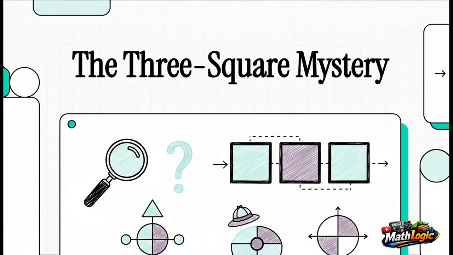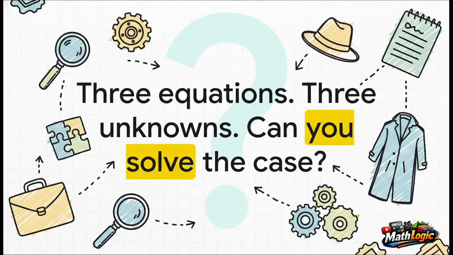All right, let's put on our detective hats for this one. We're about to dive into a case that's a real brain teaser, known as the three-square mystery. So here's the setup. We've got three suspects, our unknowns, X, Y, and Z. And we've got three equations that tie them all together. Your mission, should you choose to accept it, is to figure out their true identities. This isn't just a math problem, it's a case waiting to be cracked.